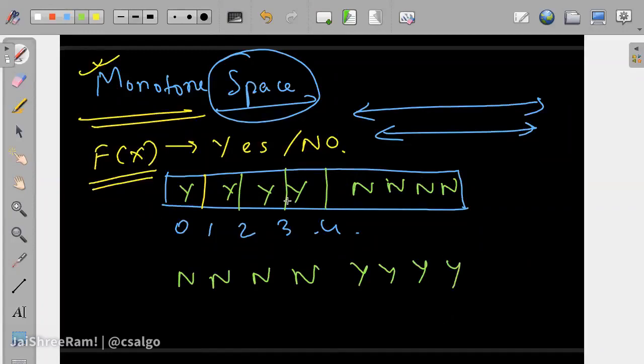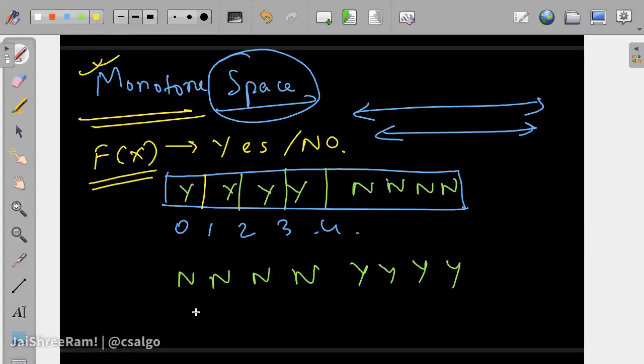There are a lot of yeses, then a lot of nos, or a lot of nos and then a lot of yeses. So every index, whatever the value over here is, you pass into some function and it converts into a lot of yeses and a lot of nos, then it's a monotone space. We will understand what this is through an example next, but this monotone space can be of the form something like this as well.